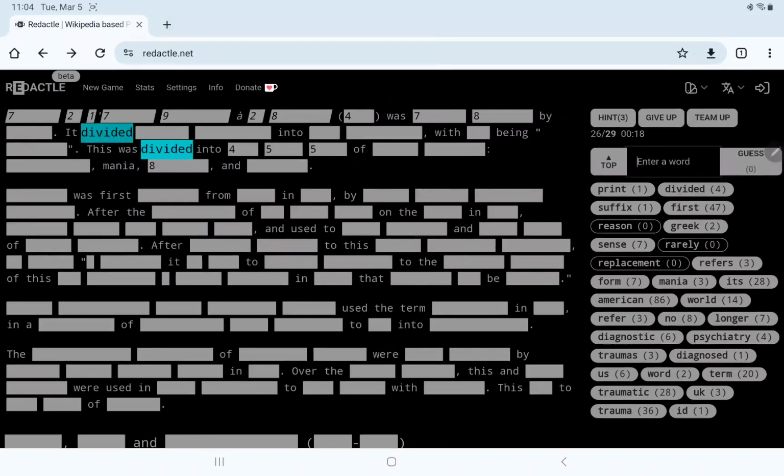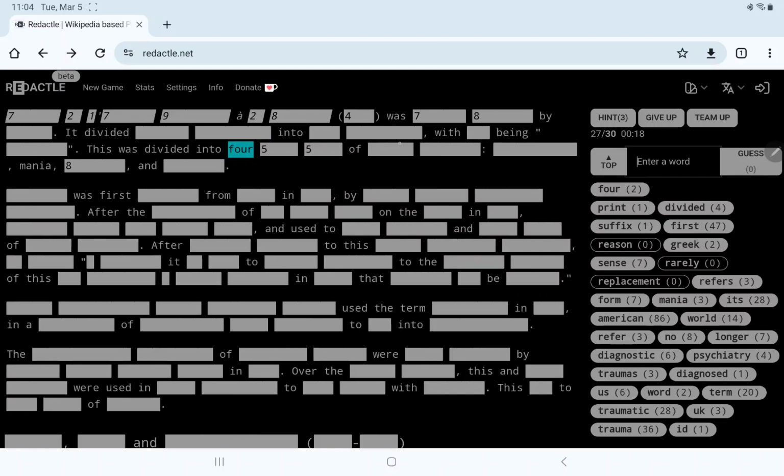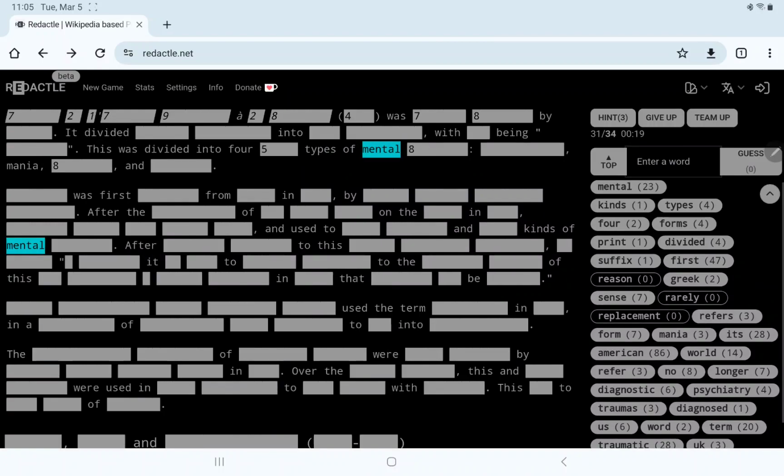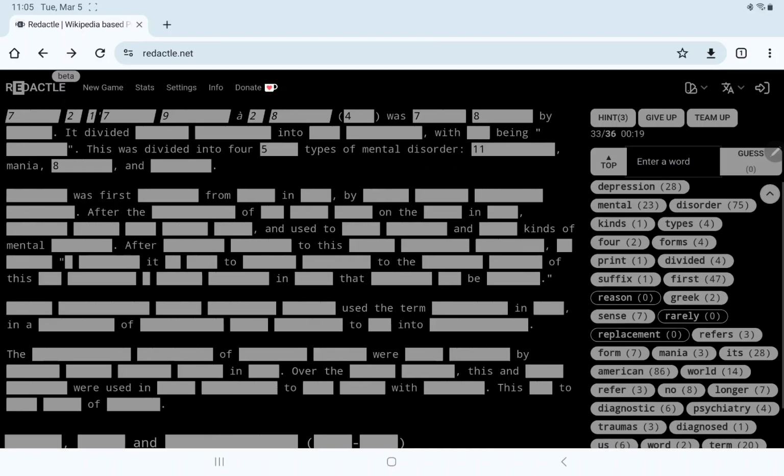This was divided into 4 for something, forms, kinds, types, or something, types of mental, of course, of mental disorder, yes. 11, maybe depression, no, but we do have 28, mania. Oh, I don't know what these would be.